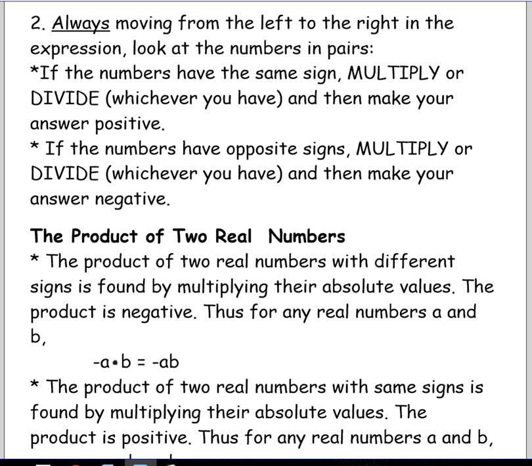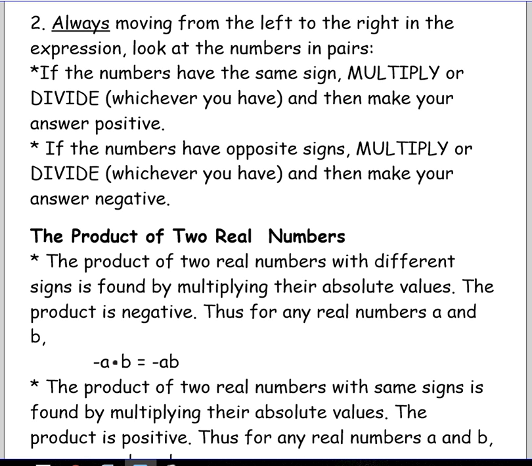We're always moving from left to right in the expression, and we're going to look at the numbers two at a time. If the numbers have the same sign, you multiply or divide, and your answer is going to be positive. If the numbers have opposite signs, you're still going to multiply or divide, but then your answer is going to be negative. So two positives or two negatives, the answer is positive, and one positive and one negative, the answer is negative.